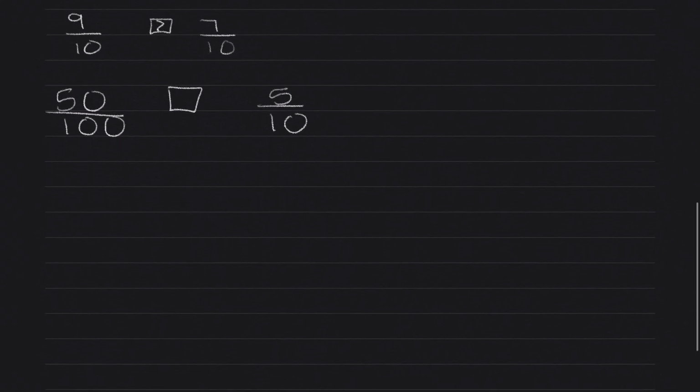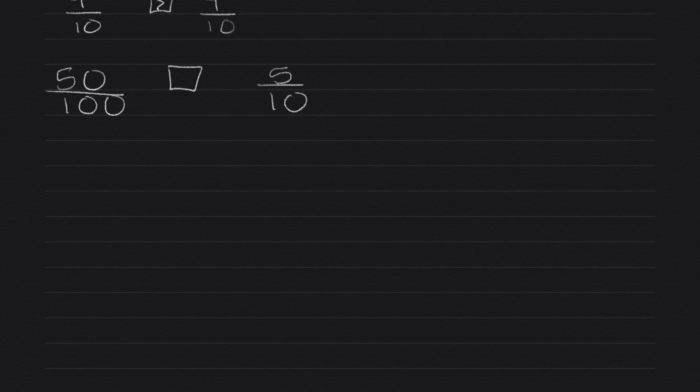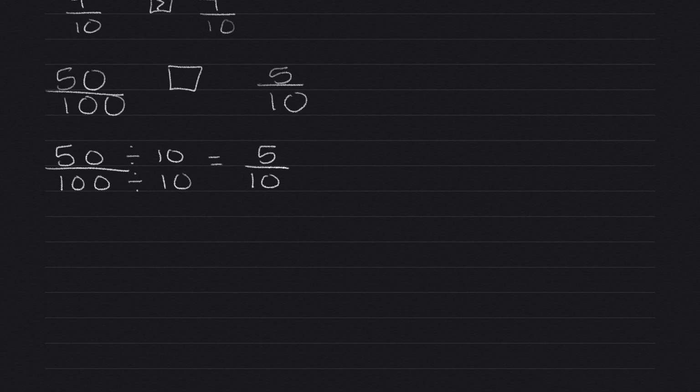Let's try one more. Here I have 50 hundredths compared with 5 tenths. Again, I'm going to turn now my hundredths into tenths. So instead of multiplying, I'm going to divide because I'm making my number smaller. Divide by 10, divide by 10. 50 divided by 10 is equal to 5. 100 divided by 10 is equal to 10. Now I'm comparing 5/10 compared with 5/10. What symbol would I use here? If you said equal, you would be correct. 5/10 is equal to 5/10.